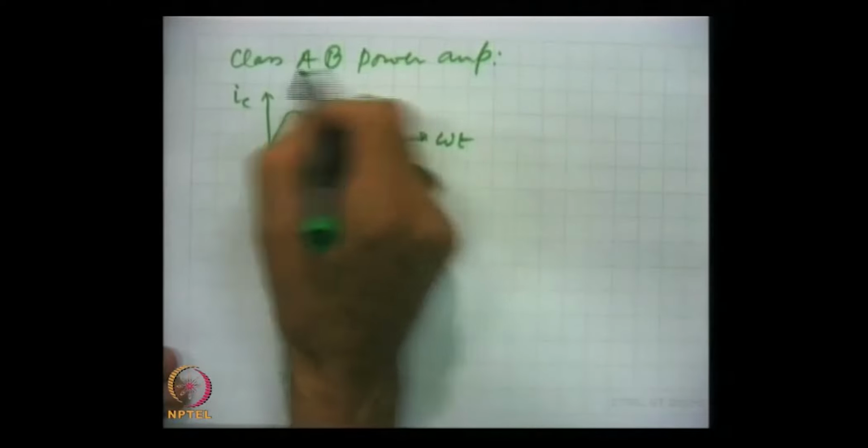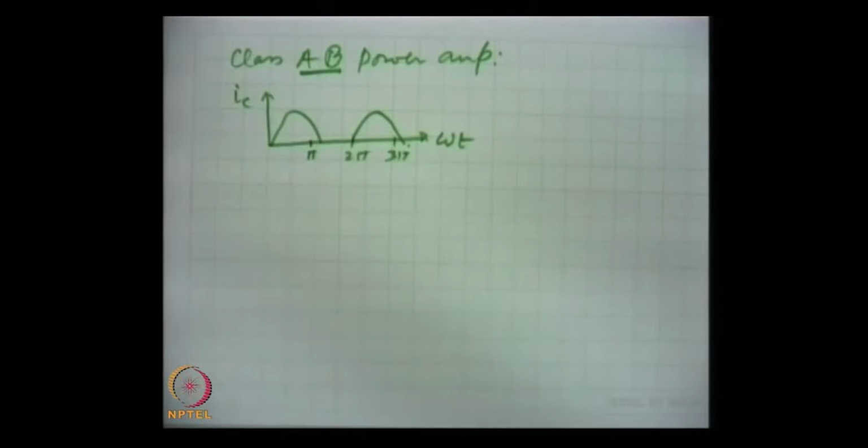This is AB operation, which is the one which is used in push-pull amplifiers, and the efficiency is a few percent lower than pure B, but the output is distortion free, and hence this is the one which is used.